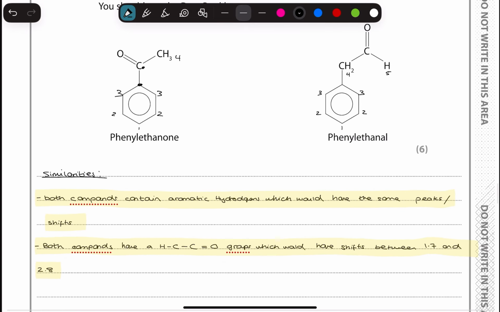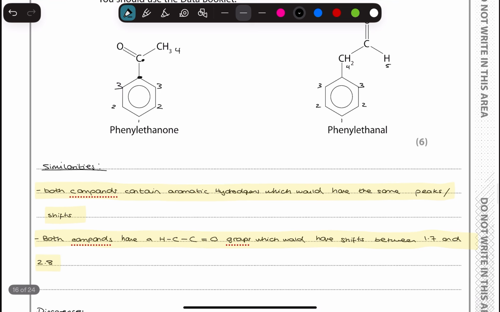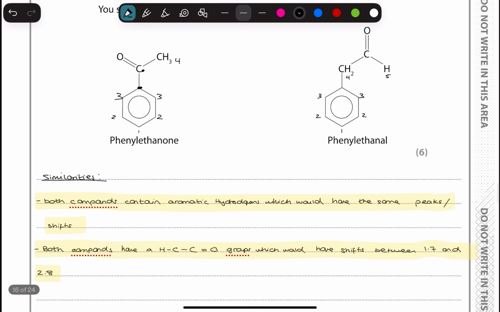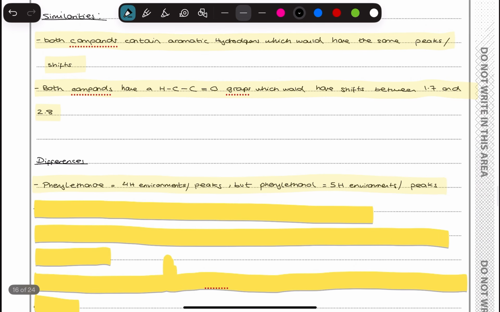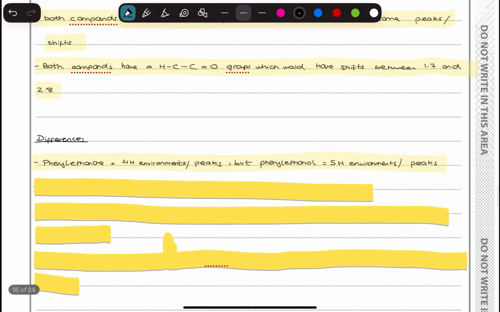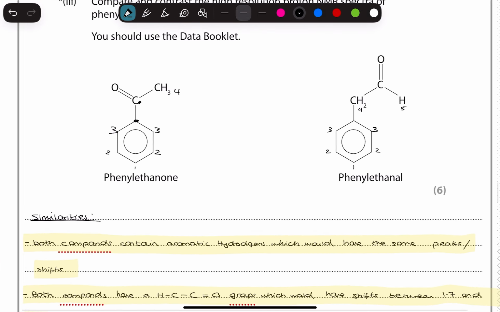So once you've figured that out, that means that we have a difference in the number of environments. So we have 4 hydrogen environments in phenylethanone, and then 5 in phenylethanol. So that's clearly the first difference. Phenylethanone equals 4 hydrogen environments, phenylethanol equals 5. Now the next thing we could talk about is splitting.